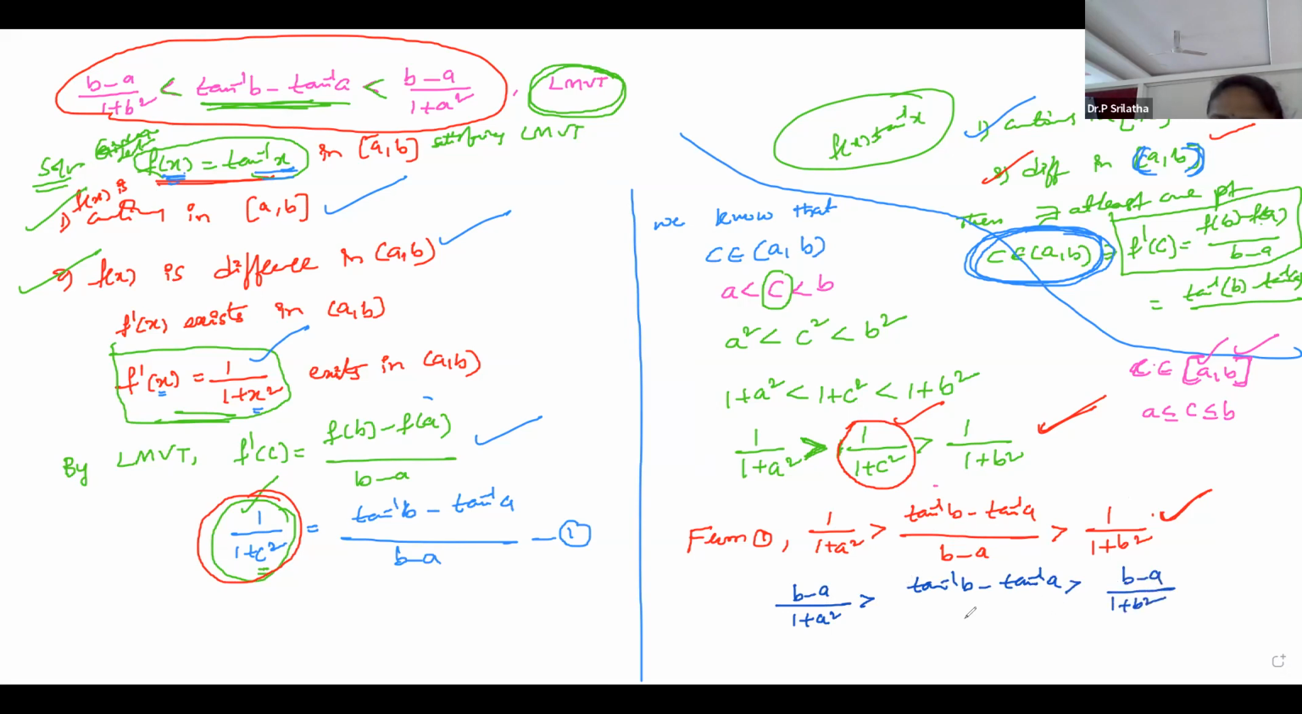Okay, in the denominator we are having b minus a. If you are multiplying with b minus a, the b minus a will get cancelled, right? Now is it the same? No, it is not. So how to convert this one? You have to interchange, so we write it in reverse. By changing the sign on both sides, then only you will get b minus a divided by 1 plus b square is less than tan inverse B minus tan inverse A is less than B minus A divided by 1 plus A square. Okay. Hence proved.